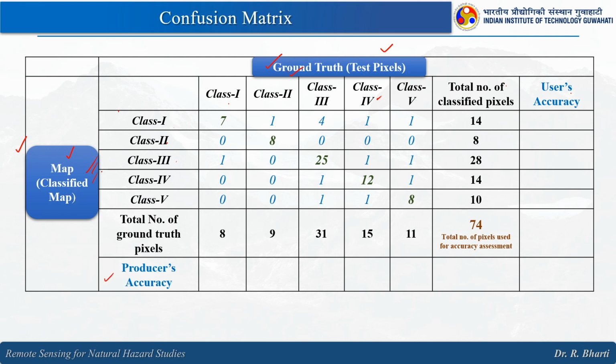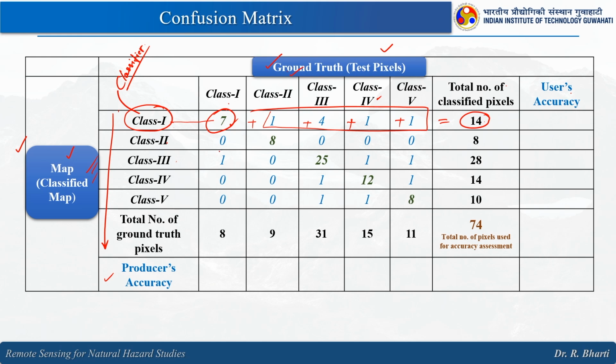This particular side is fixed for image information. If you see this row, 7 plus 1 plus 4 plus 1 plus 1 is equal to 14. So 14 pixels were classified as class 1 with my classifier. But according to ground information only 7 are correctly classified, and the rest 7 belong to some other classes. So we can say 50% is correctly classified, 50% is wrongly classified.